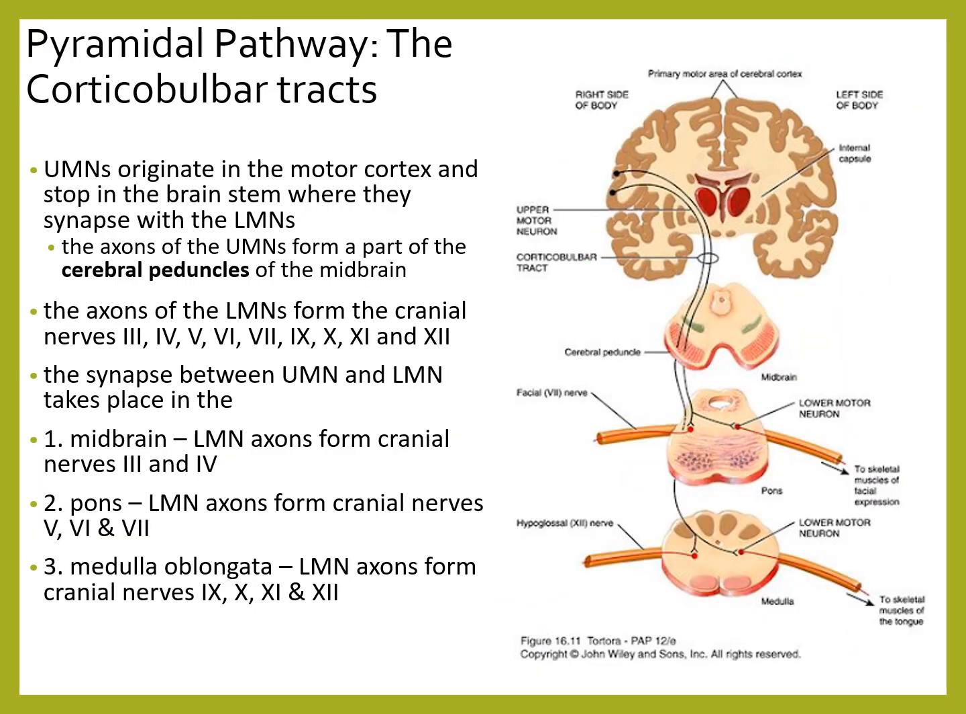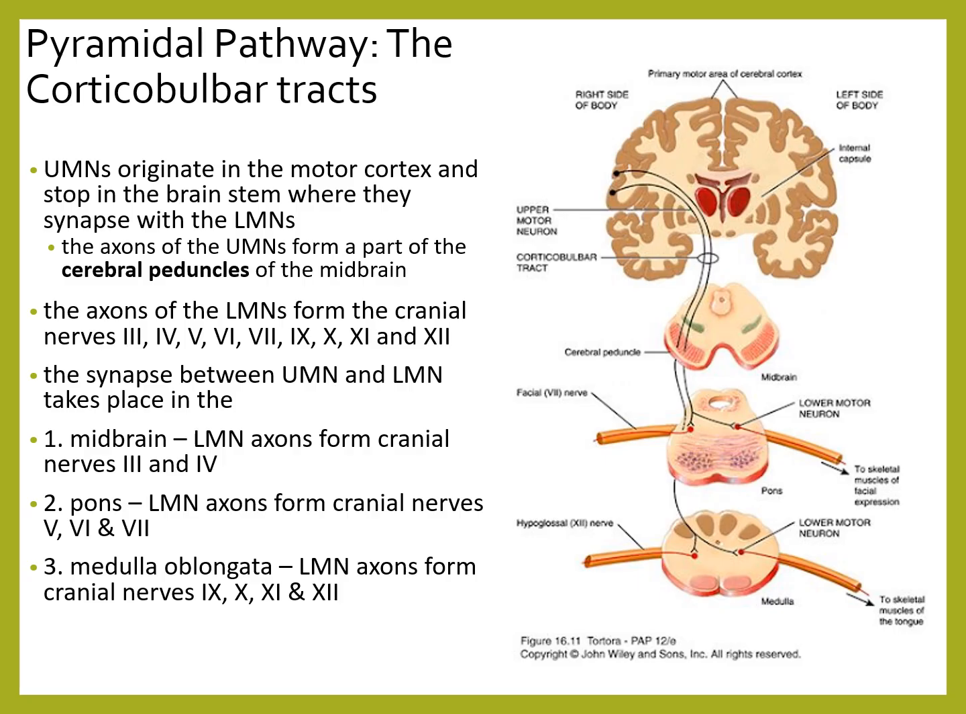Let's move on to the corticobulbar tract. The upper motor neurons that form part of this tract originate in the motor cortex, and they stop in the brainstem where they're going to synapse with their lower motor neuron partners. The axons of these upper motor neurons are going to form part of an anatomical structure we call the cerebral peduncles. And these cerebral peduncles specifically are going to be found in the midbrain. The axons of the lower motor neurons are then going to form the cranial nerves 3, 4, 5, 6, 7, 9, 10, 11, and 12.